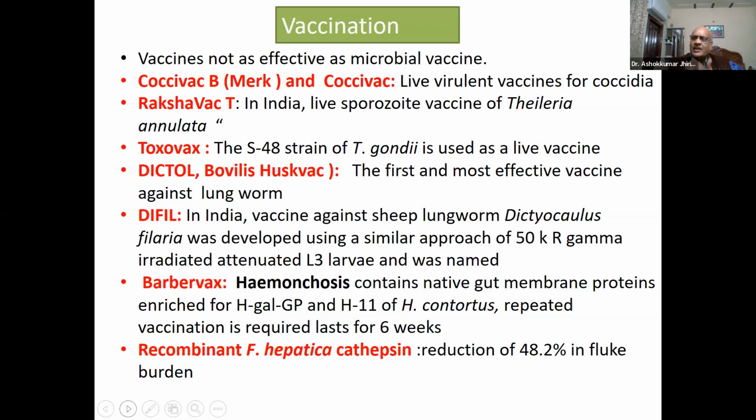Although it is not very highly immunogenic, it needs very frequent repetition in the animals and provides protection for a very small duration. Besides this, for Fasciola hepatica, a recombinant approach is being practiced, reducing the burden to the 50% level. So vaccines are also being practiced, although not very effective, but it is an alternative approach when you are frustrated, and then you can use a vaccination approach. Next one.